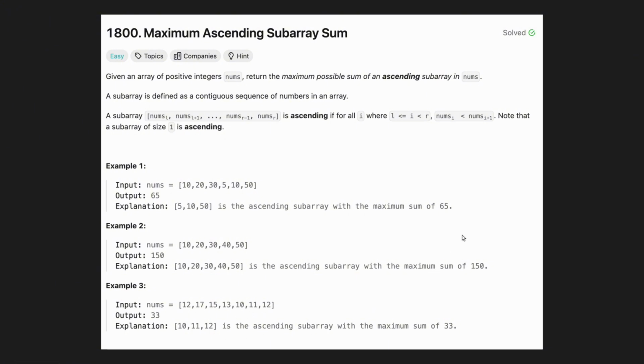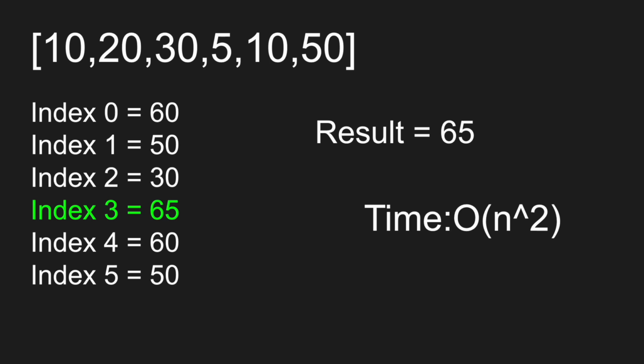So how can we solve this problem? One way is we can just calculate the longest ascending subarray from each index. At each index, we will keep adding to the right until it is no longer an increasing value from the current index. So if we look at index 0, the sum is 60.